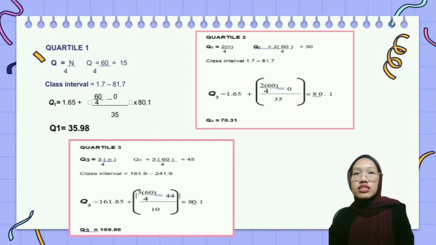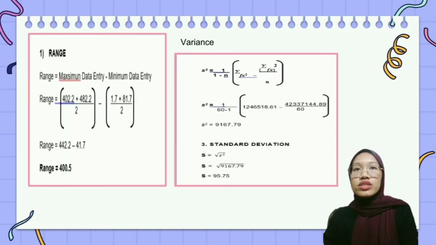The first quartile is 355.98, the second quartile is 70.31, and the last quartile is 169.86. Next, we can see the calculation for range, variance, and standard deviation. The range is 400.5, the variance is 9167.79, and the standard deviation is 95.75.